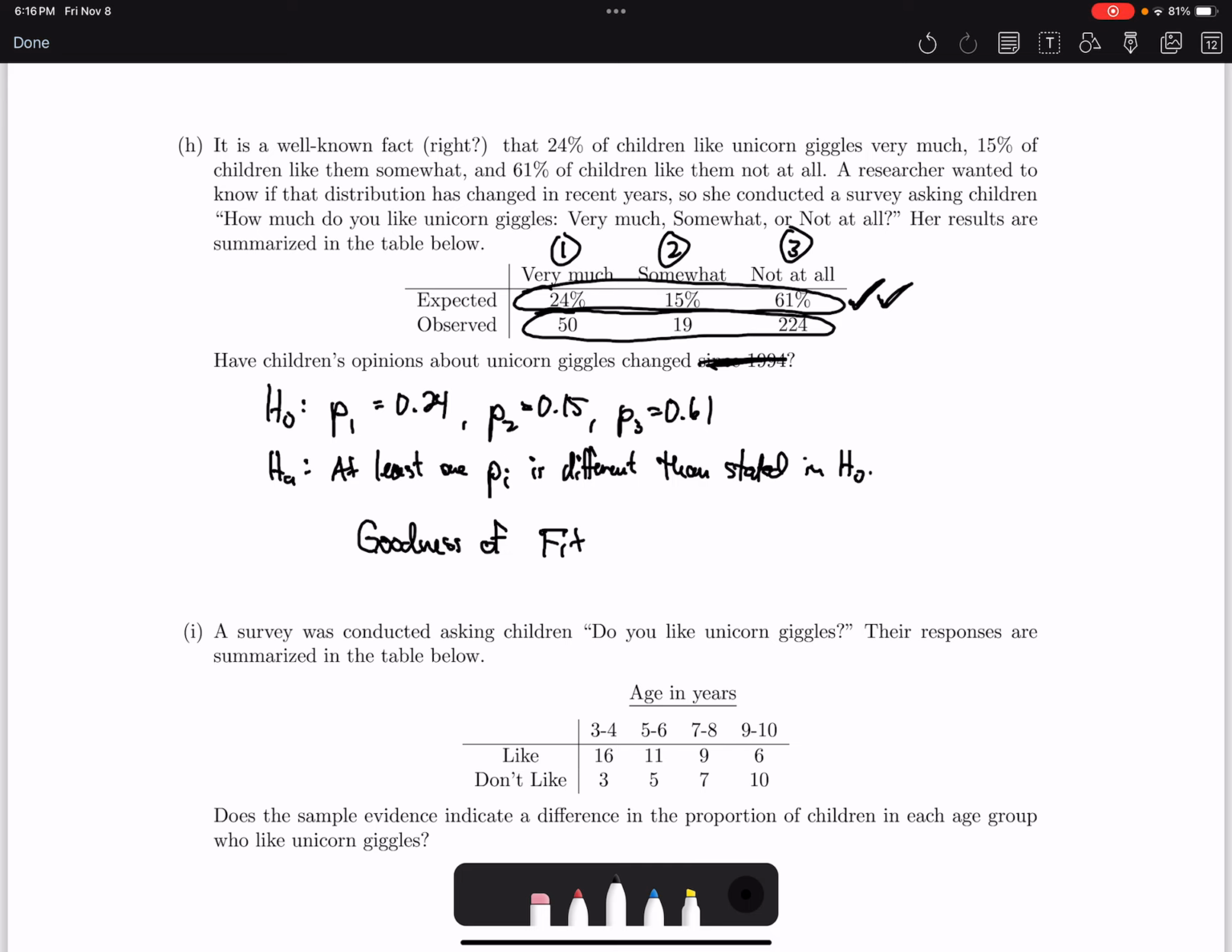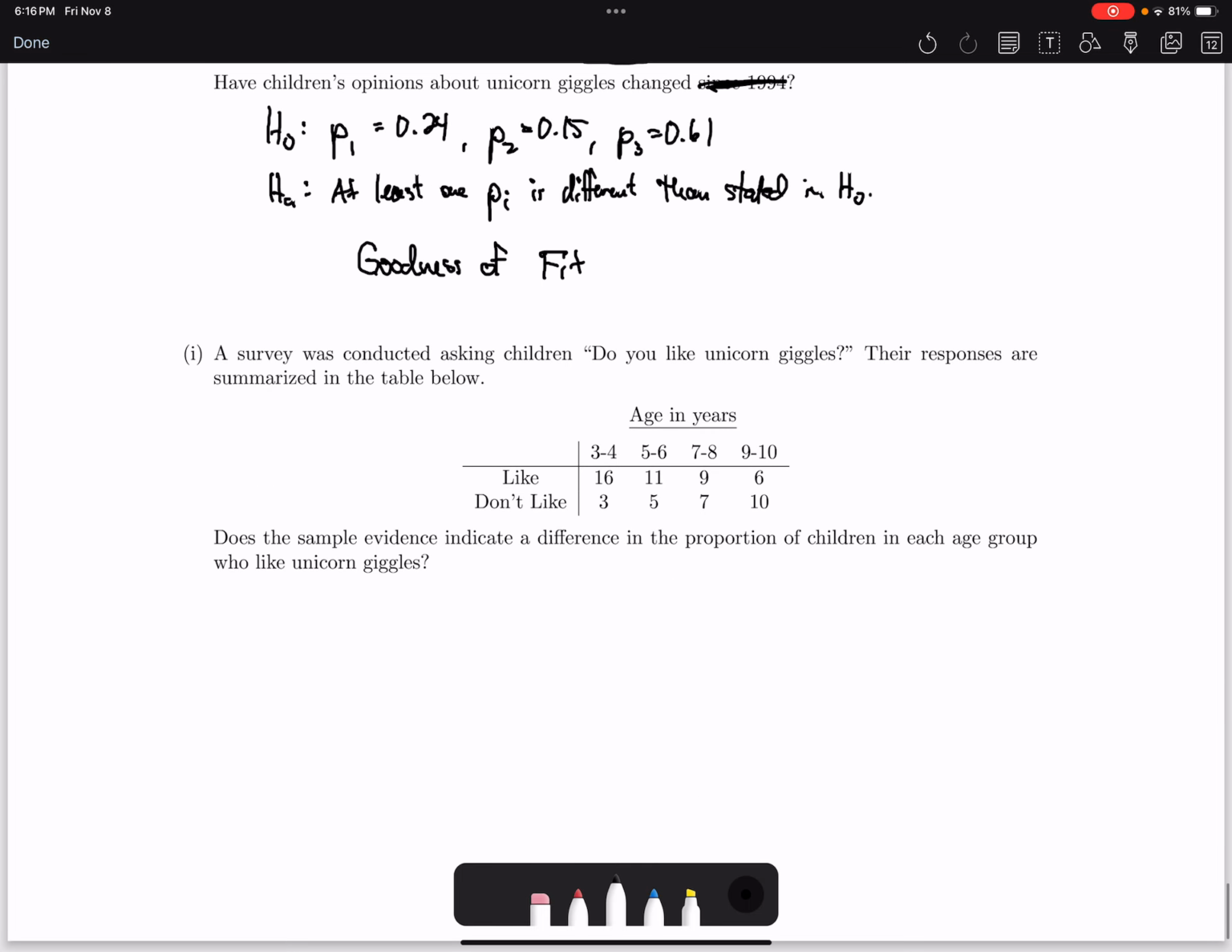Now we can contrast that with part I here, right? It says a survey was conducted asking children, do you like unicorn giggles? Their responses are summarized in the table. And it looks like it's broken down by their ages, right? So we have different age categories this time, and whether or not they like or don't like the unicorn giggles, okay? Does the sample evidence indicate a difference in the proportion of children in each age group who like unicorn giggles?